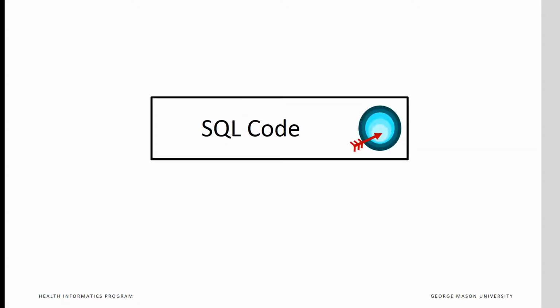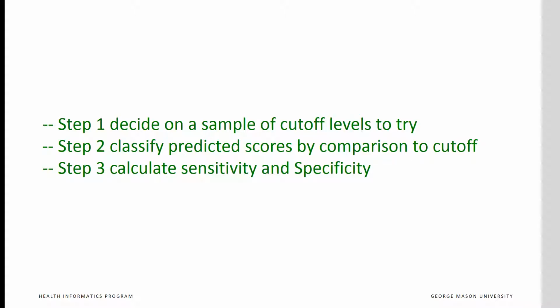Let us try to calculate sensitivity and specificity using SQL. We present a code that calculates sensitivity and specificity in 3 steps. First, we select a range of cutoff values we want to try. Then, we compare the predictions to the cutoff value. And last, in the third step, we calculate the actual sensitivity and specificity.